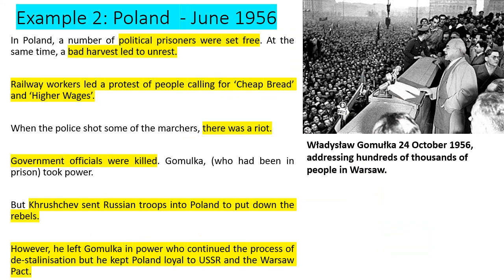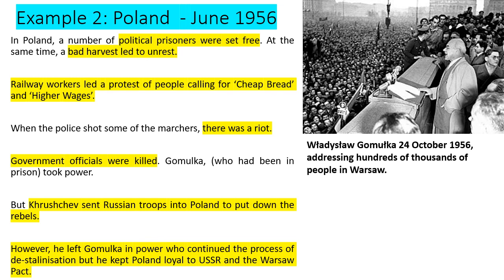This happened in Poland in June that year as well. Again, people are unhappy with communist rule, lack of freedom, oppression, all those kinds of things. The price of bread went up due to a really bad harvest. There were riots. Officials in the government were killed as well. And to make sure that Poland stayed part of the Soviet bloc, Khrushchev actually sent Red Army troops into Poland and snuffed that out as well.